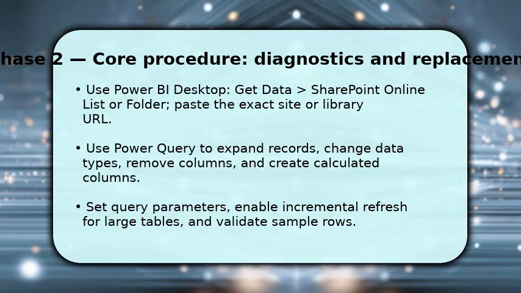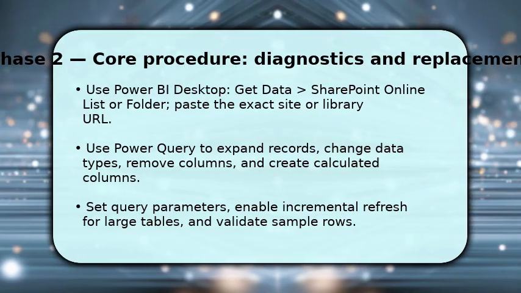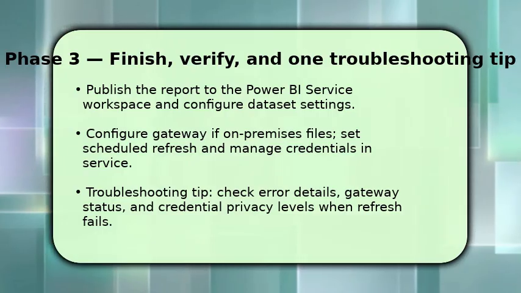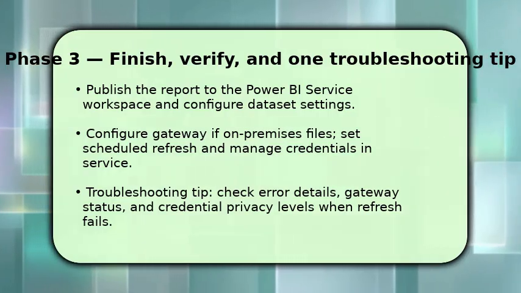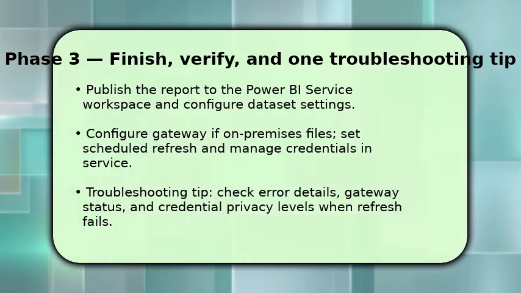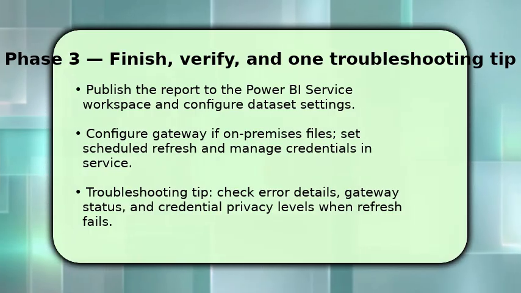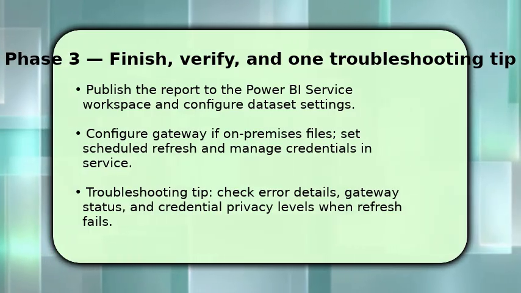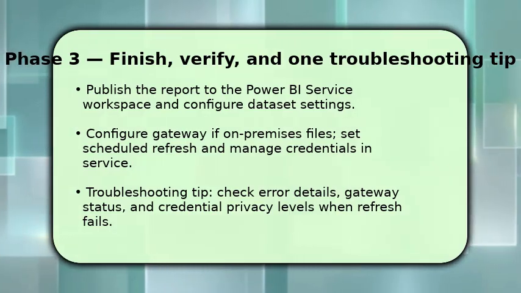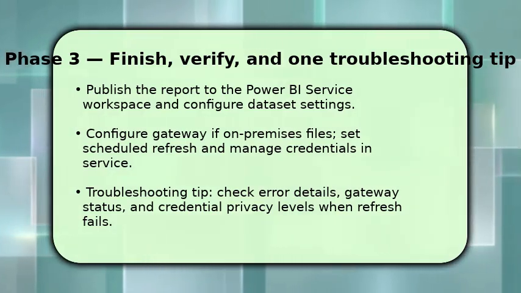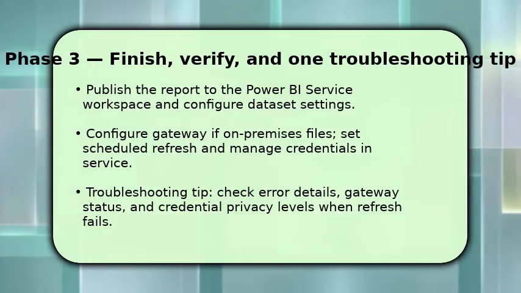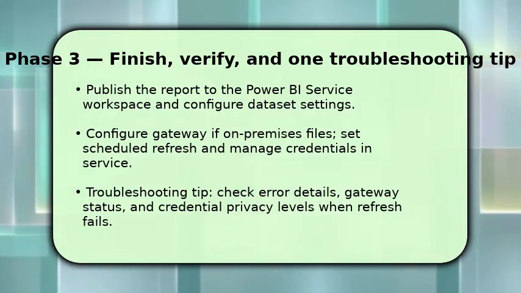You publish the finished report to the Power BI Service workspace, and then configure the dataset settings for refresh cadence. This step ensures your visuals reflect current SharePoint data. If your SharePoint content is on-premises or requires a gateway, install and configure the gateway, then map credentials in the service so refresh can authenticate. Make sure scheduled refresh is enabled and test a manual refresh. If something fails, check the error details, gateway status, and data source privacy or credential mismatches.